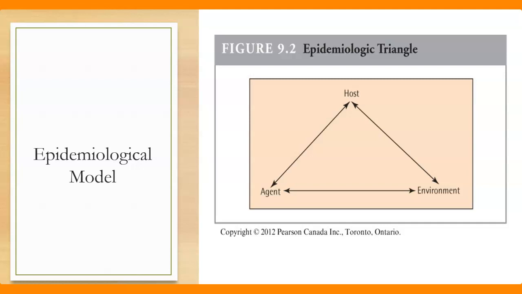So the epidemiological triangle looks like this. We have the host at the top, we've got an agent, and we've got the environment, right?